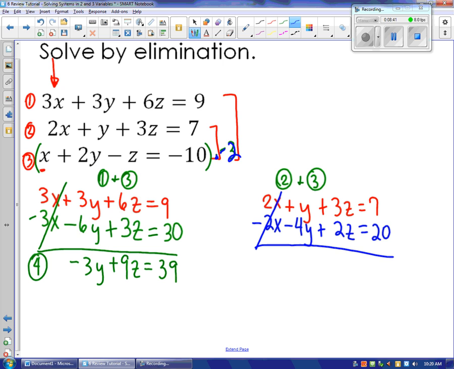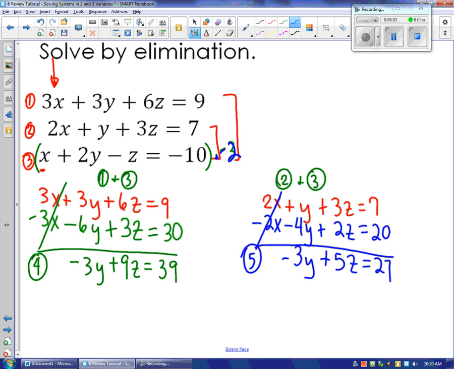Because I have opposite signs there, my 2x and negative 2x cancel. I'm going to have a negative 3y plus 5z is equal to 27. And I'm going to call this equation 5. The benefit to eliminating x in both pairs is that now I'm left with 2 equations in 2 variables, and the variables are the same in both.